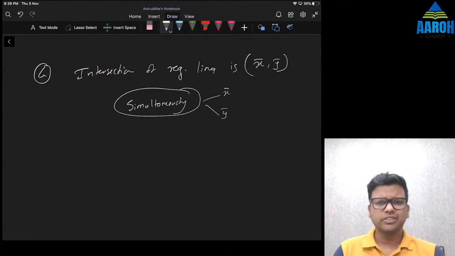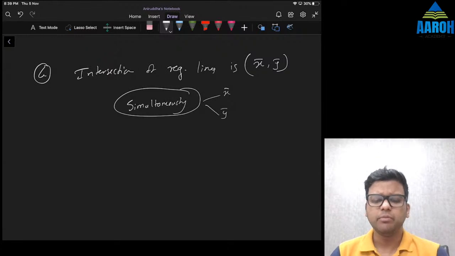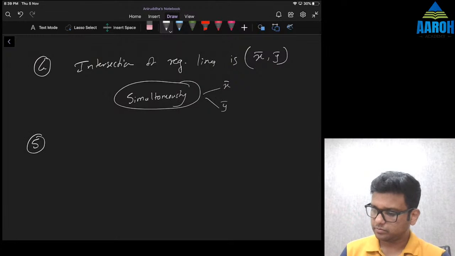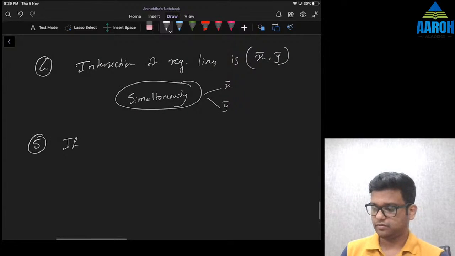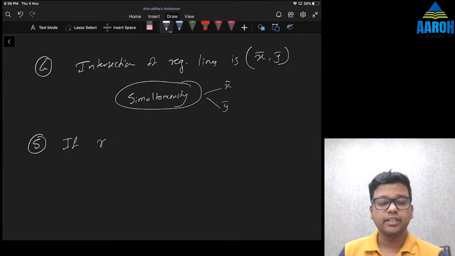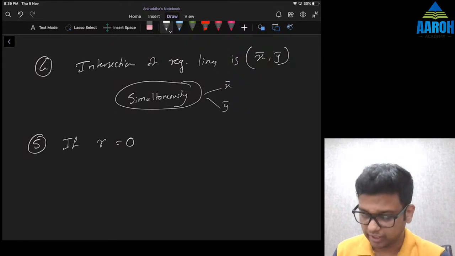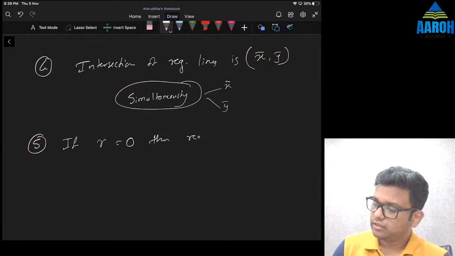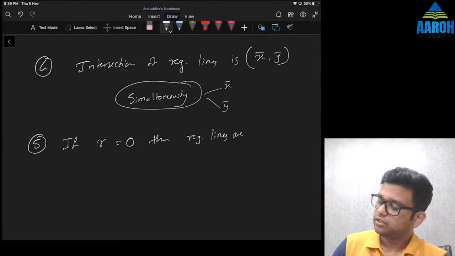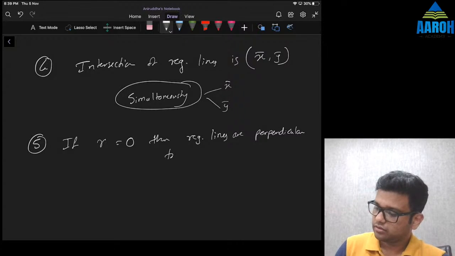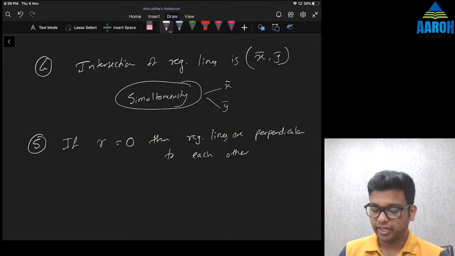Clear? Okay. Because this is the last important concept in this chapter, the regression part. Clear? Good. Last, fifth property then. If R, the correlation coefficient, is equal to 0, that means there is no correlation, then the regression lines are perpendicular to each other.